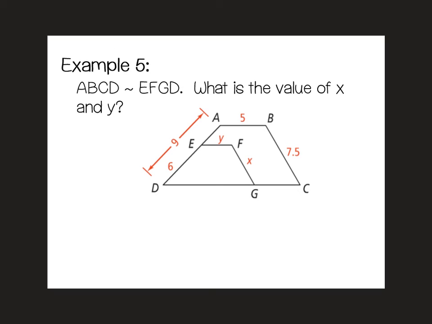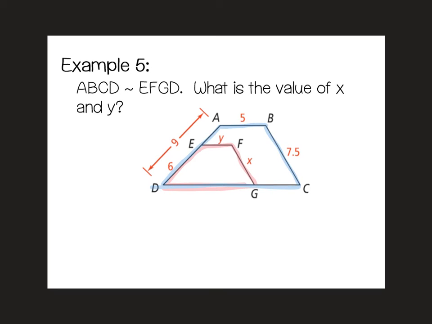So this last one's going to kind of combine what you did yesterday with what we did today. So it tells you right away, these two items are similar. ABCD is similar to EFGD. And then it says, what's the value of X and Y? So how you want to start this off, and if you're having a hard time seeing this, okay, here's your first shape in red, and then here's the second one in blue.